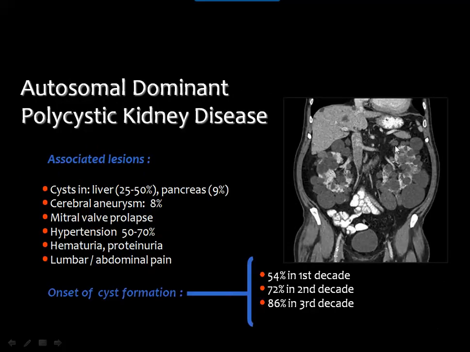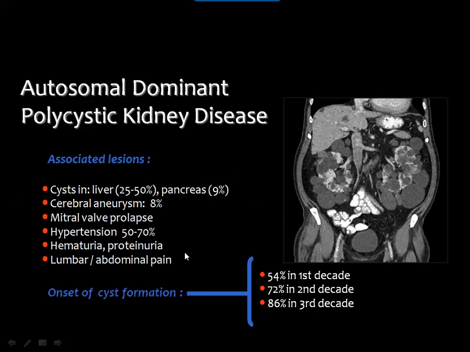Then here you see a coronal CT reconstructed image of an adult type polycystic kidney disease with many renal cysts affecting the parenchyma bilaterally, but you are still able to see some functioning renal tissue on both sides. Then the onset of cyst formation, this is the incidence, about 54% in the first decade, 72% in the second decade, and 86% in the third decade.